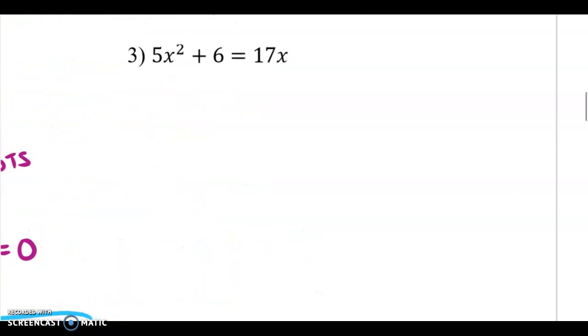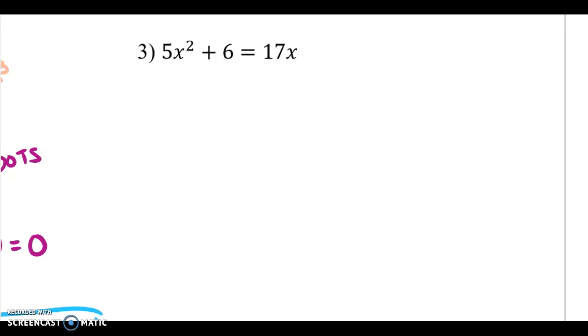All right, number 3. So once again, not set equal to 0, so I'm going to move over the 17x and subtract it. So it's going to give me 5x squared minus 17x plus 6 is equal to 0. Can't have a GCF, can't divide out the 5, so since I have a leading coefficient, I'm going to have to use the British method.